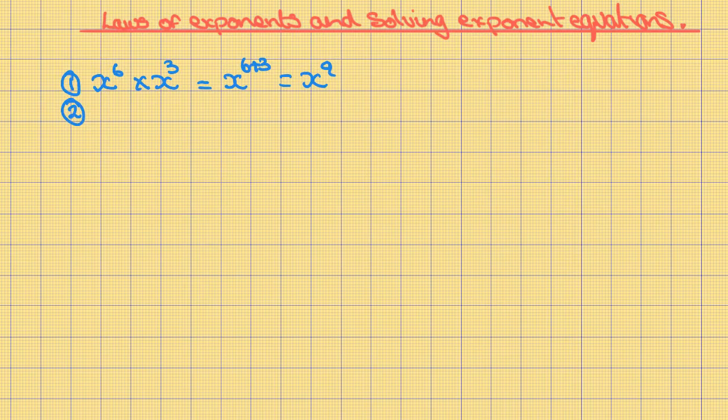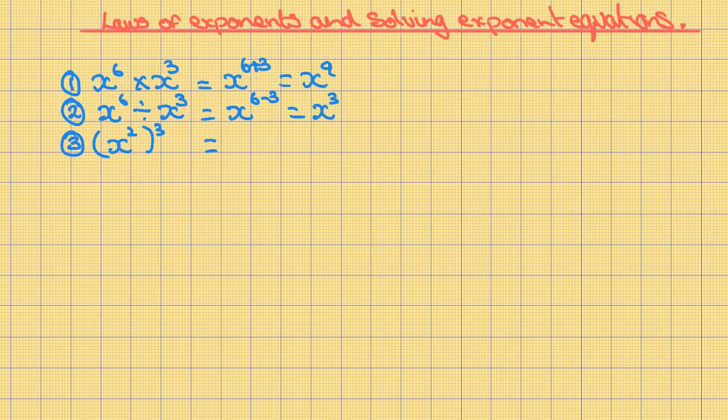Same sort of rule for division. If you have x to the 6 divided by x to the 3, that's the same as x to the 6 minus 3, which is equal to x cubed. Third one, if you have an exponent raised to another exponent, so x squared raised to the power of 3, you multiply the exponents. So that is x to the 2 times 3, which is x to the 6.